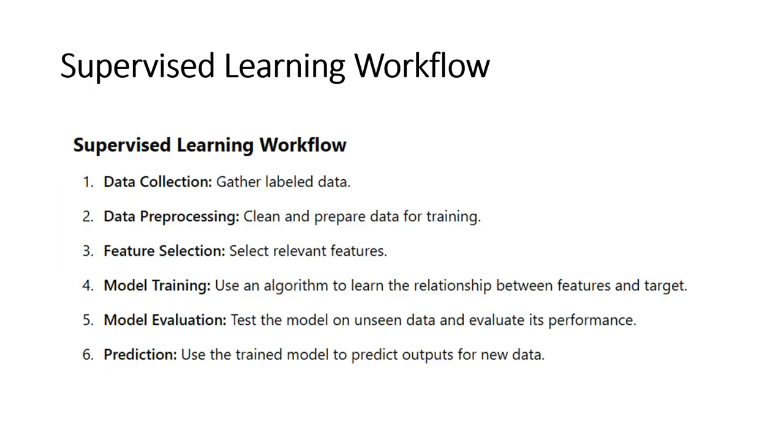So this is the last part of supervised learning. What is the overall supervised learning workflow? The first step is we collect and gather the data and label it. Then we do data preprocessing and clean the data. The third step is very important, that is feature selection. We select some relevant features. For example, in the previous slide you extract features like number of nouns, number of pronouns for email spam detection.